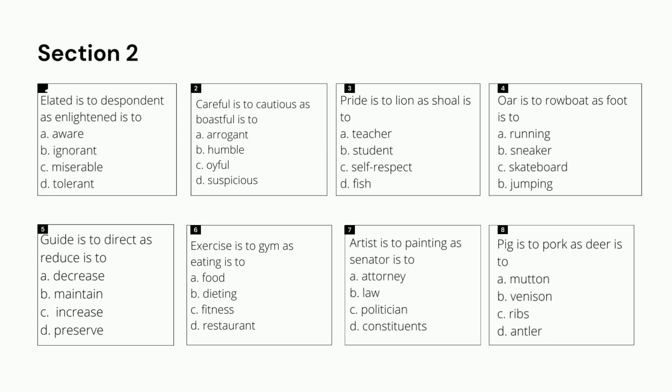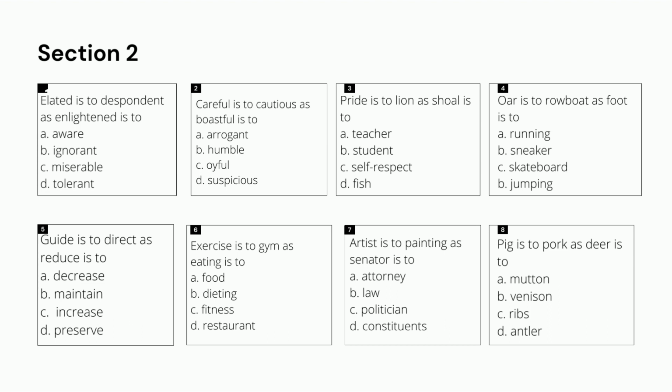Oar is to rowboat as foot is to skateboard. I wonder how you came up with that one. Here's what's happening. An oar puts a rowboat into motion. A foot puts a skateboard into motion. See that? The answer is not choice A, which would be running. It would seem it could be choice A. It is not, because running is not an object that is put into motion by a foot.